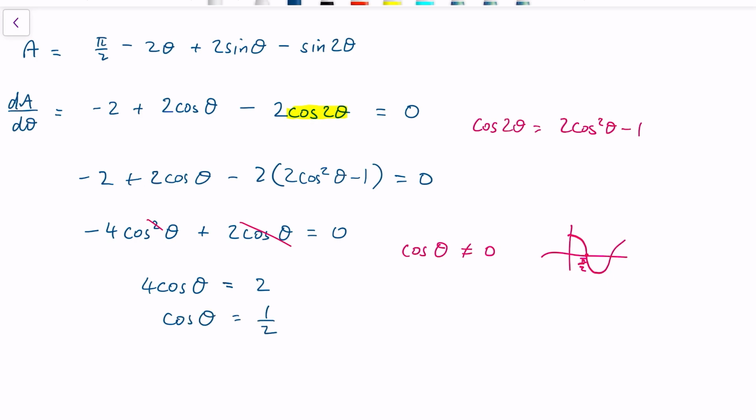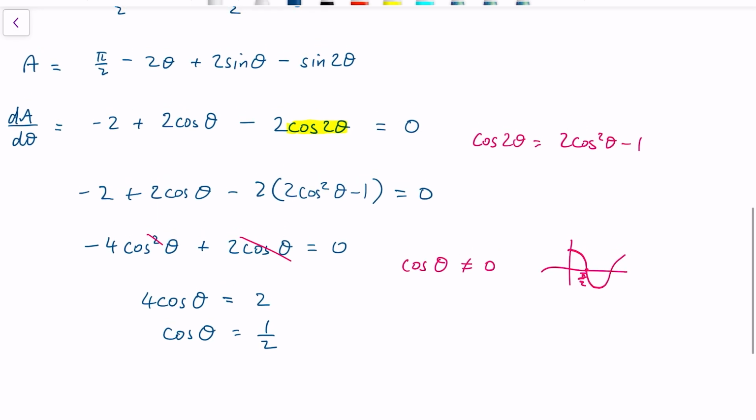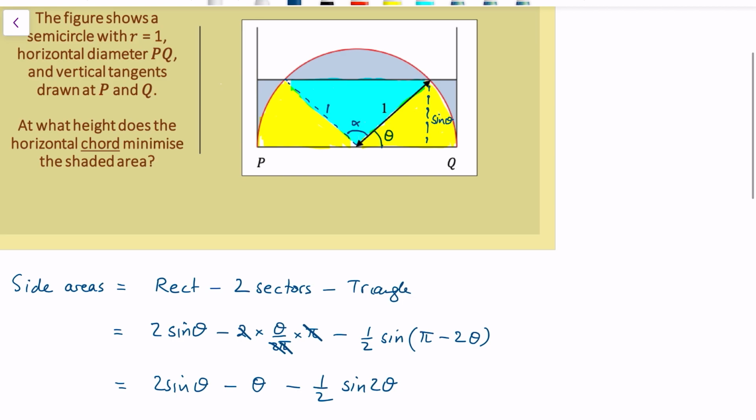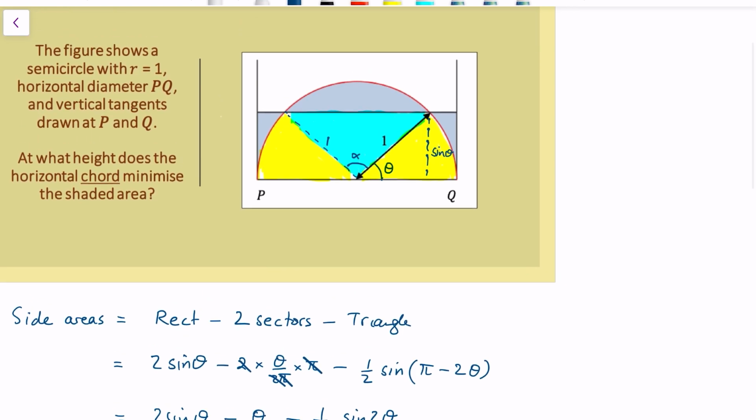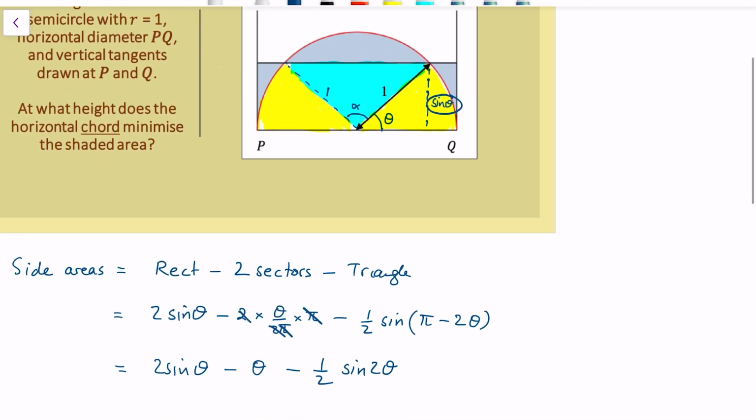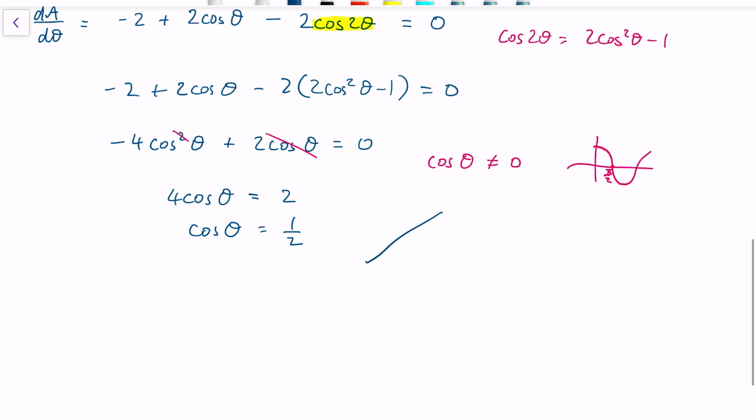And if cos theta equals a half, we now need to find the height, because the question asks us, what height does the horizontal chord minimize? And that was the thing I was calling k before, is actually sine of theta. And I've just worked out what cos of theta is. So I draw a little triangle. Angle theta. If cos theta is 1 over 2, that doesn't tell you that this is 1 and this is 2. It might be 2 and 4 or 3 and 6, but it's that ratio. We don't need to find the specific sides, and we don't need to find the specific angle. We need the ratio.